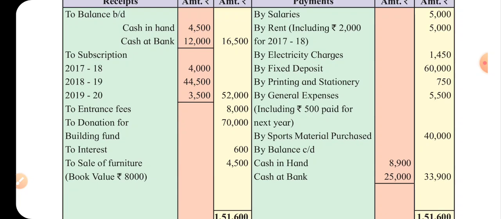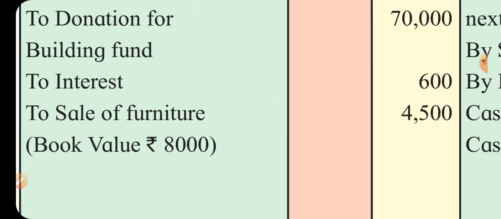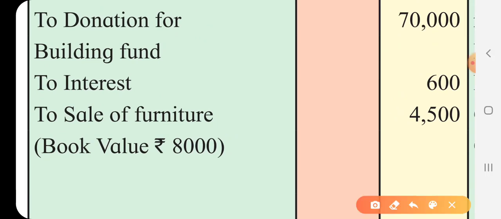We received entrance fees, that's income. Donations for building fund, it's a liability. We received interest, it's income. And we sold a furniture, and by selling the furniture we got 4,500. But the furniture was of rupees 8,000 and we sold it for 4,500.